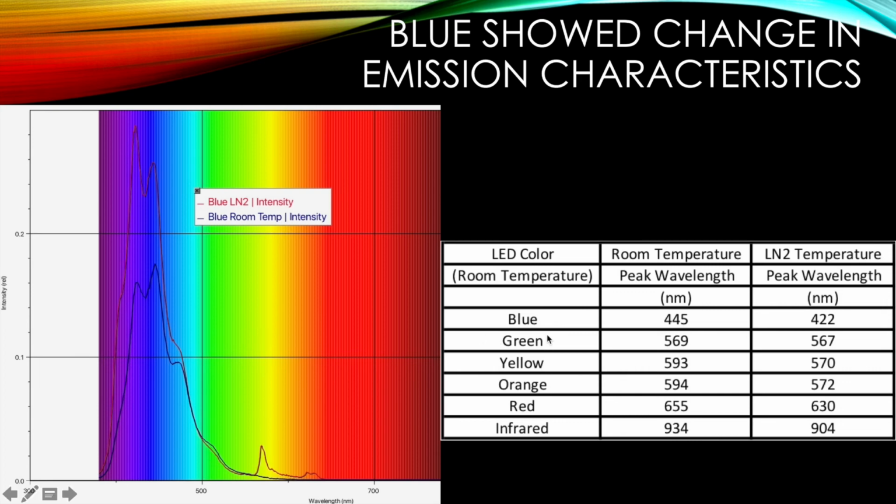And then this is my data. So the peak wavelength for blue went from 445 to 422. And so that is this to this. And so they just really changed relative intensity. Really, the blue didn't change much. And so notice the green did a blue shift, but just 2 nanometers. But the others show a 20 or almost 30 nanometer wavelength blue shift.